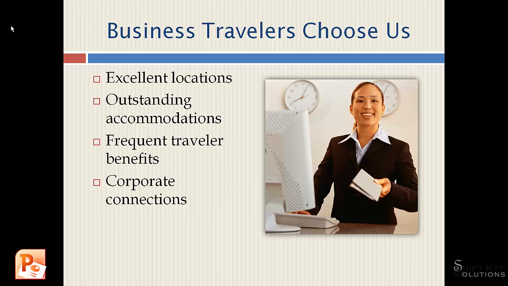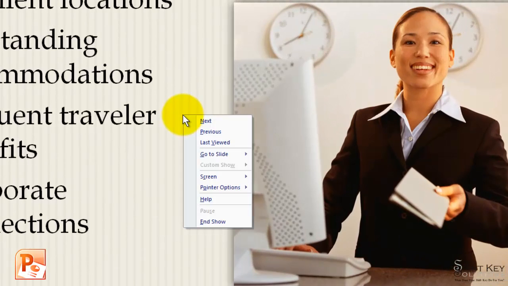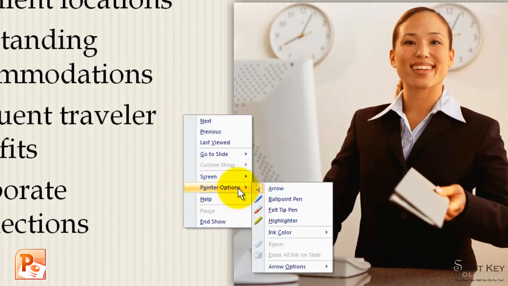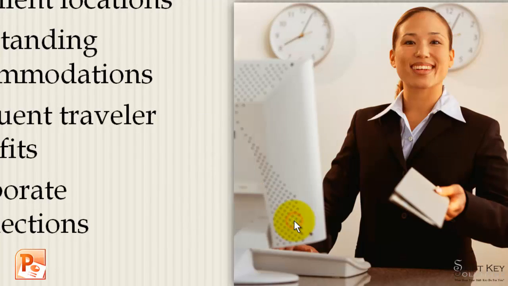From here, during my presentation, I want to accentuate a certain part of this slideshow. So I want to use an annotation. The way I bring up my annotations, I'm going to right click on my screen, come to Pointer Options, and I have some choices here. I can use a ballpoint pen, a felt tip pen, or a highlighter. Let's use a highlighter for this example.